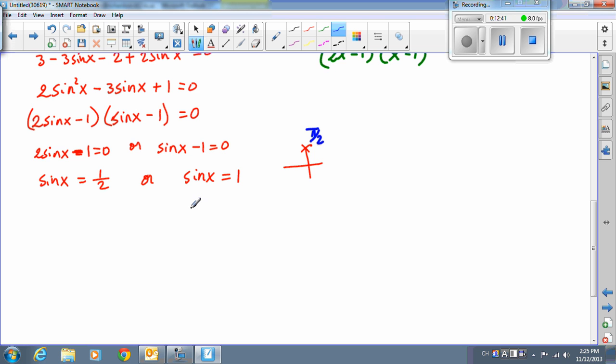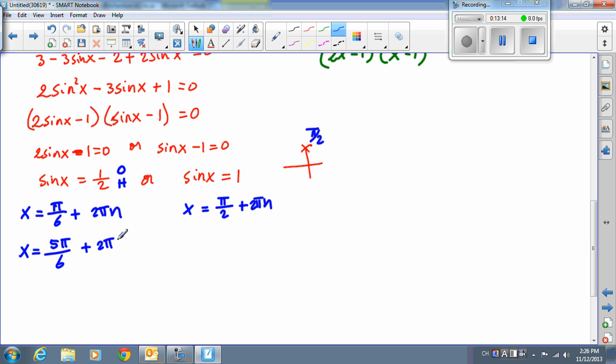So for this, I will just say x is equal to pi over 2 plus 2 pi n. But for this one, I will know that sine of x is equal to 1/2. The opposite is 1. The hypotenuse is 2. The principal value is pi over 6. So I will say x is equal to pi over 6 plus 2 pi n, or x is equal to pi minus pi over 6, which is 5 pi over 6 plus 2 pi n.